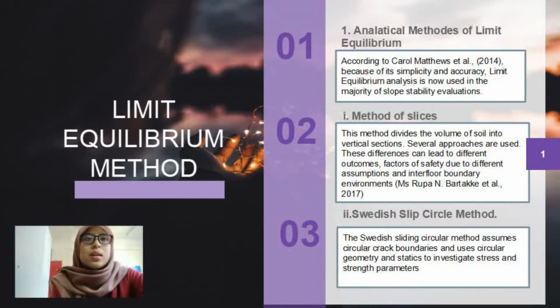For the method of slices, based on a study by Mr. Surupar and Batakan, 2017, a number of alternatives have been proposed based on assumptions about the force between the slices, the shear force and the considered equilibrium equation. The most common approach to limit equilibrium is slicing. This method divides the volume of soil into vertical sections. Several approaches are used. These differences can lead to different factors of safety due to different assumptions and interslice boundary conditions.